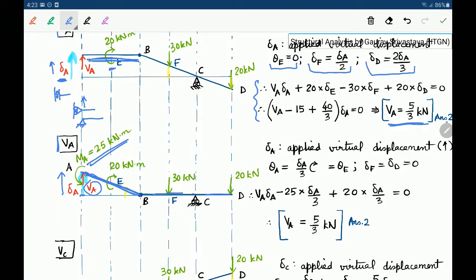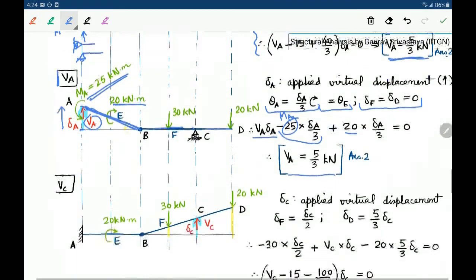So theta A becomes delta A by 3 in the clockwise direction, which is also equal to theta E, and delta F and delta D remain 0. Okay, so the expression may become a little simpler. So we are just writing now VA times delta A minus 25, this is MA, minus 25 times delta A by 3 plus 20 times delta A by 3. This 20 is this clockwise moment. Okay, so again, solving this, we can get VA is equal to 5 by 3 kilonewtons.